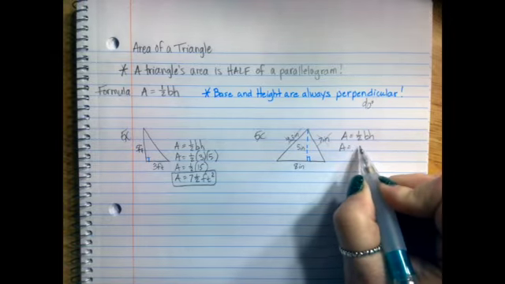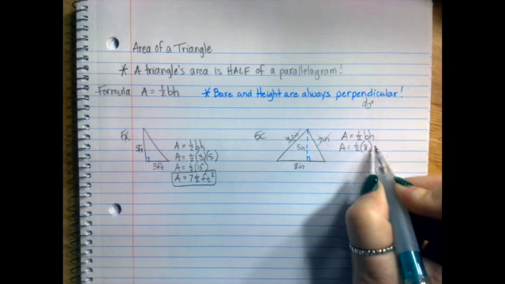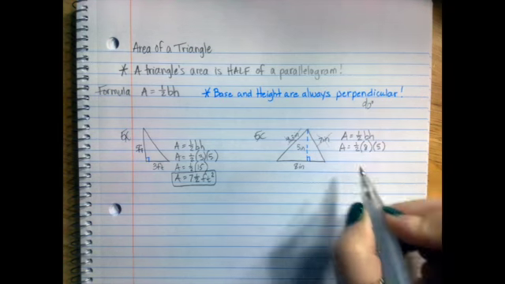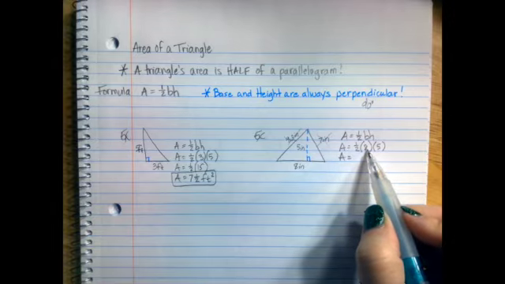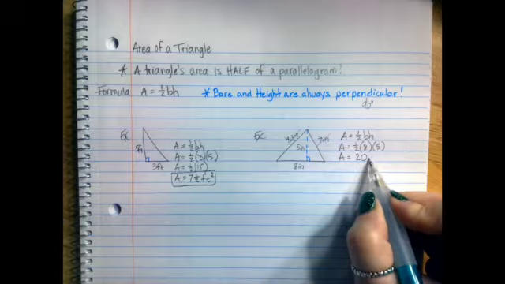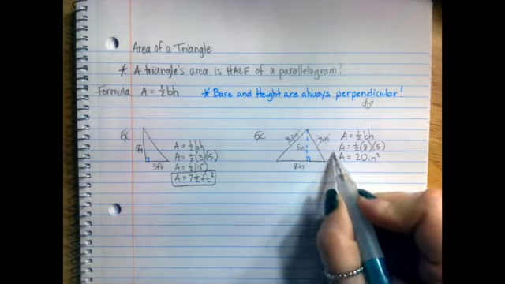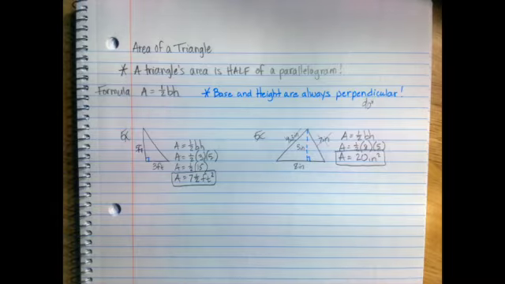And then we need to fill in. So 1/2 times 8 times 5. All right, so quickly I can do half of 8, which is 4. 4 times 5 is 20. And they are labeled in inches, and we need to show squared. All right, that was quick, but I hope it helped.